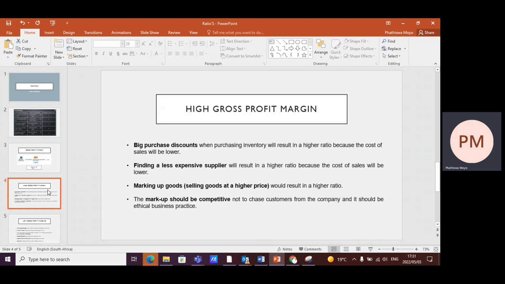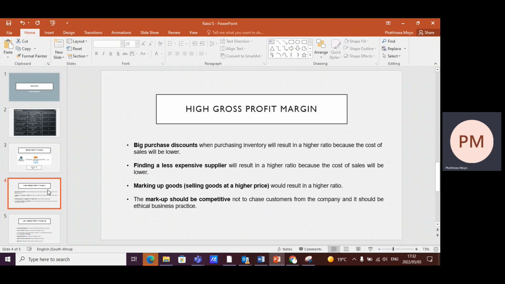So switching suppliers, it never made sense when I still practiced as an accountant why they would always be negotiating with suppliers. I felt like the relationship should make sense. But if the business relationship is to make sense, suppliers should be offering favorable terms to the buyer. It's called the bargaining power of a buyer. Okay. Marking up goods or selling goods at a higher price. So that will result in a higher ratio. But the company must be careful that they increase prices to an ethical standard. It must not be unethical because then it's ripping off customers.